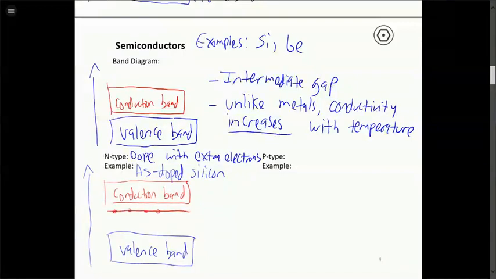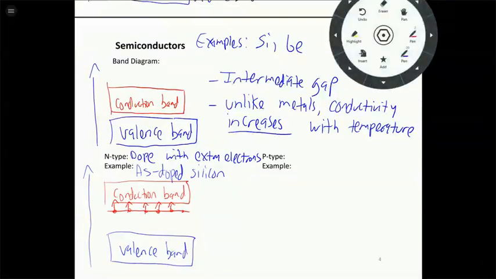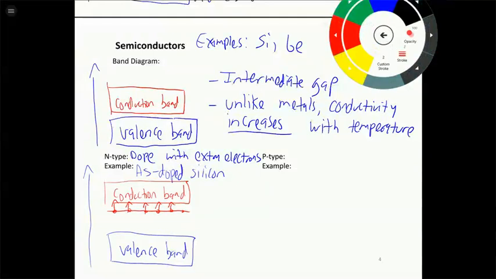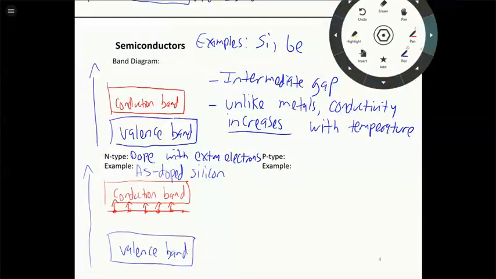And so we've effectively shrank the gap and made this into a better conductor because now the electrons are closer to the conduction band, and some of those mobile electrons, as we call them, are able to more easily transport into the conduction band. So when you do N-type doping, you're adding in extra electrons. Those extra electrons end up close to the conduction band and result in higher conductivity. Now you can do the opposite, which is doping with fewer electrons. We call that P-type doping.